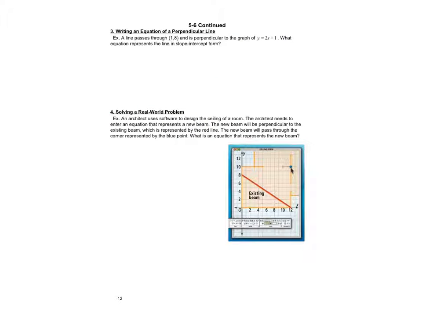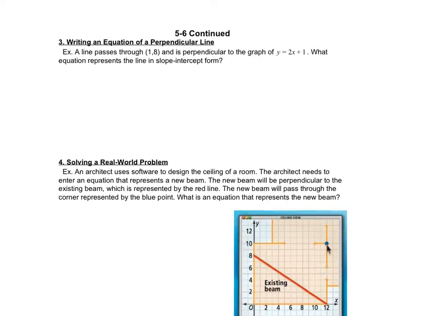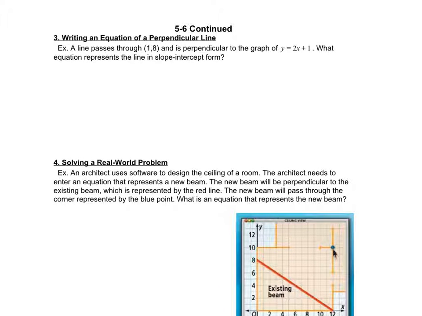Okay, now writing the equation of a perpendicular line, let's see here. A line passes through this point of 1/8 and is perpendicular to this one right here, y equals 2x plus 1. What equation represents the line in slope-intercept form?